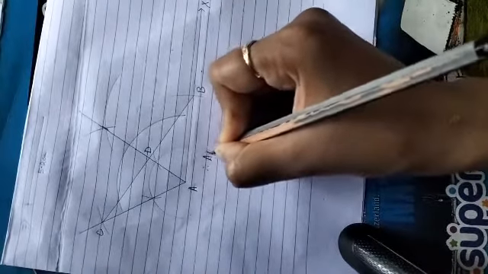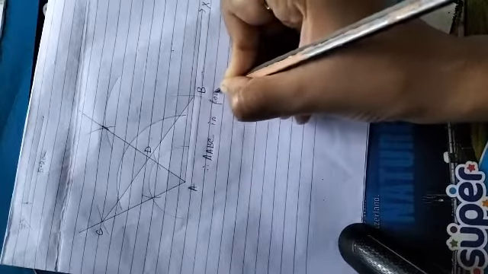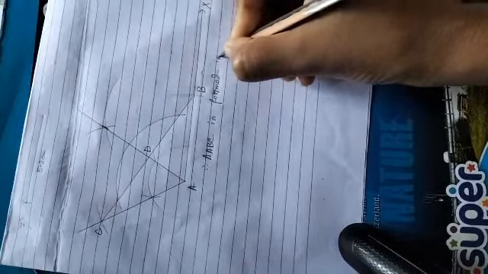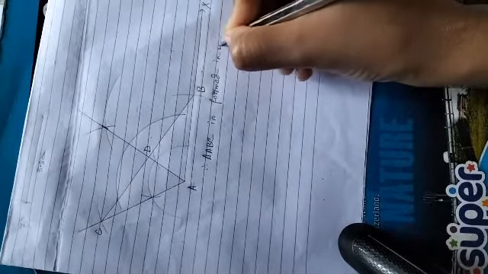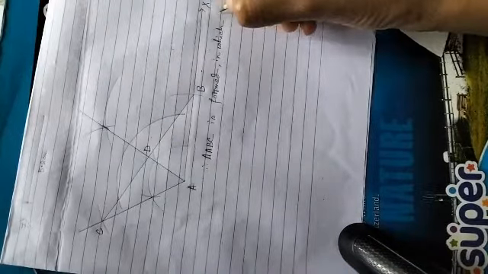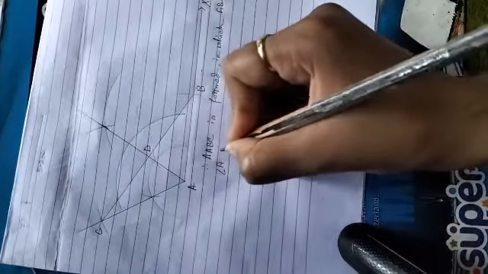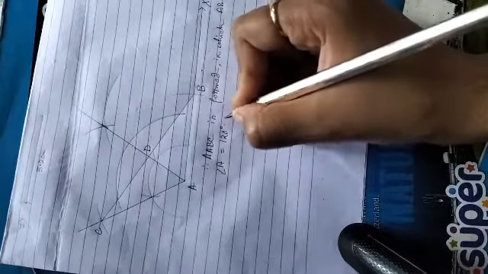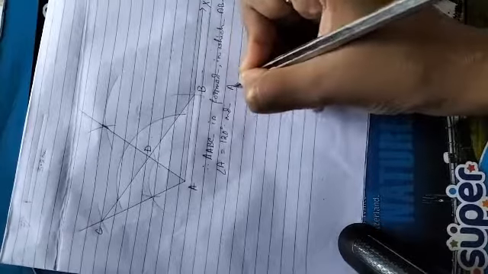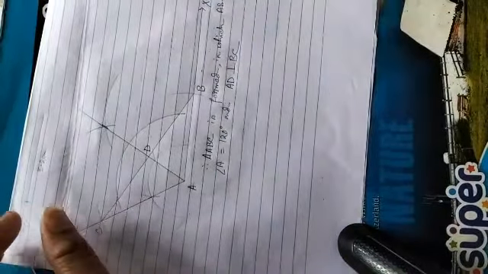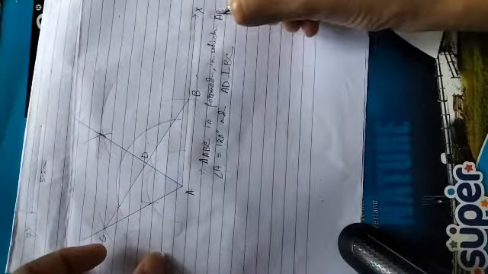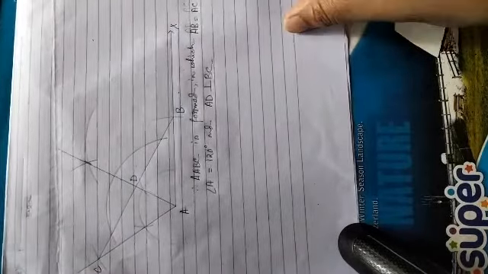Therefore triangle ABC is formed in which AB equal to AC equal to 5.2 centimeter, angle A equal to 120 degree, and AD perpendicular BC. Okay, this is the figure.